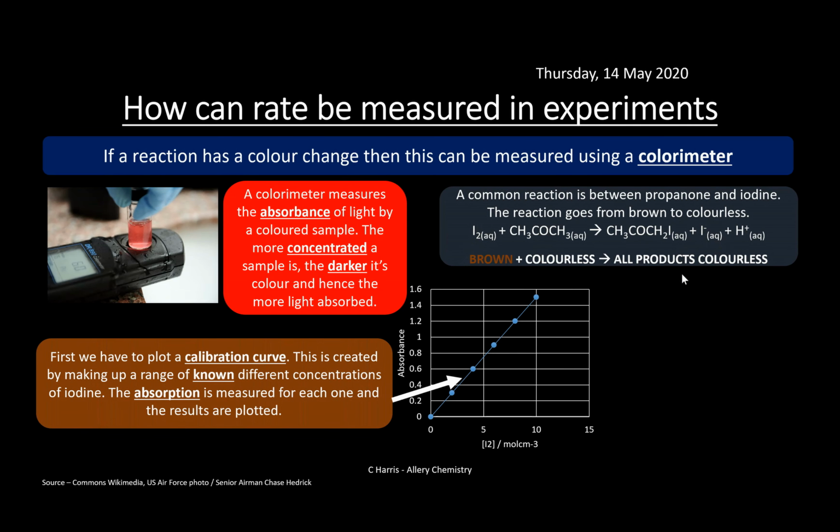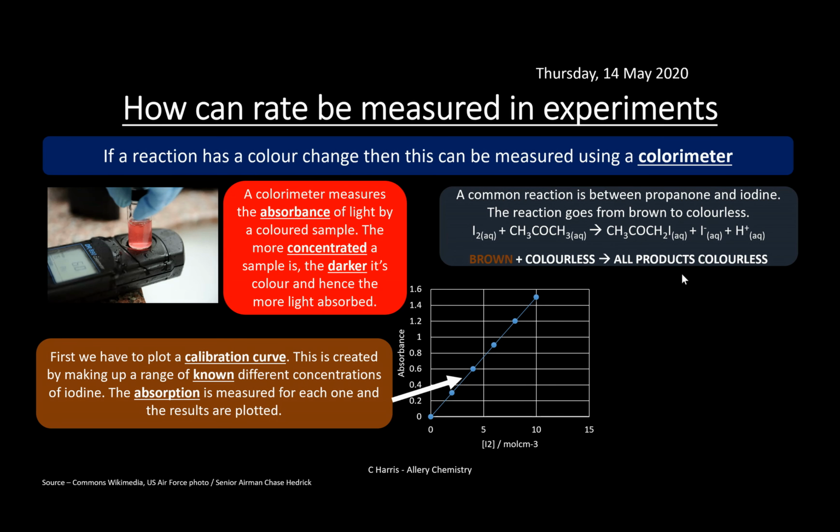So when we're doing colorimetry, the first thing we have to do is actually plot a calibration curve, and it's created by making up a range of known different concentrations of iodine for this particular example. And then what we do is we measure the absorbance of each one and we plot the results. So this gives us a benchmark.